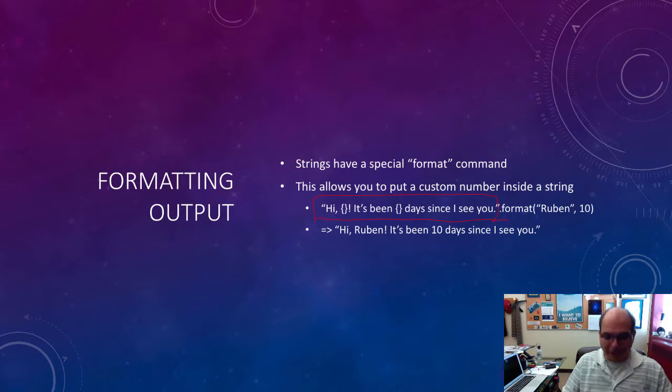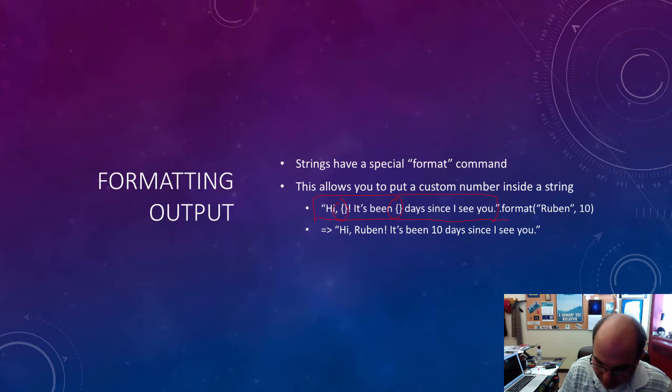So, hi, comma, and then notice this open and close curly brace. That's a way of telling Python something's going to go here. So, hi, John, exclamation mark. It's been so many days since I saw you. It's been 3 days since I saw you. It's been 5 days since I saw you. I don't know how many days it is.